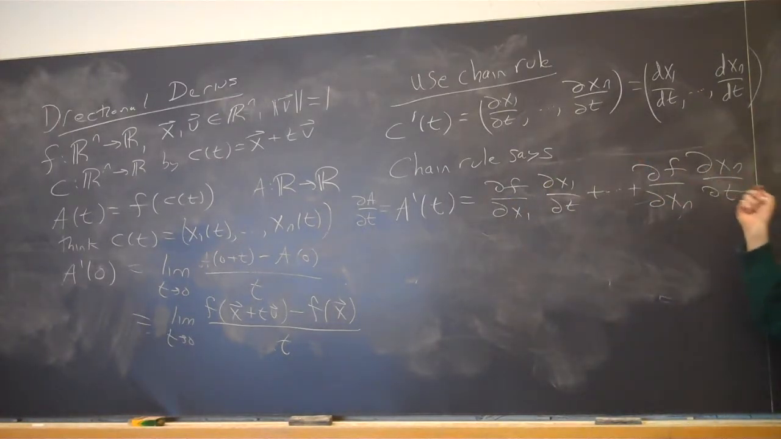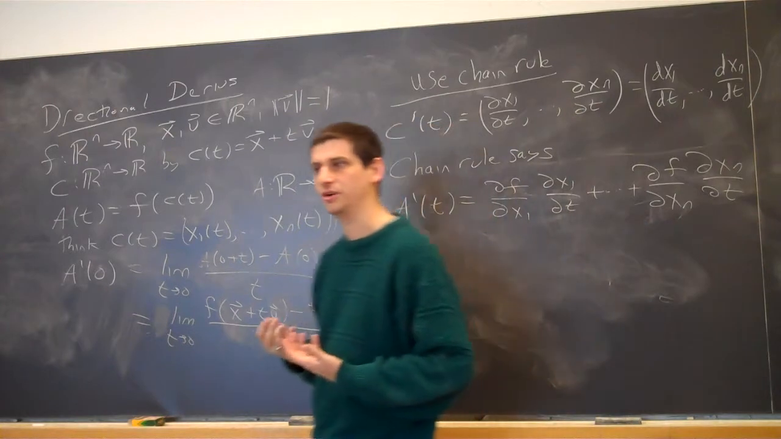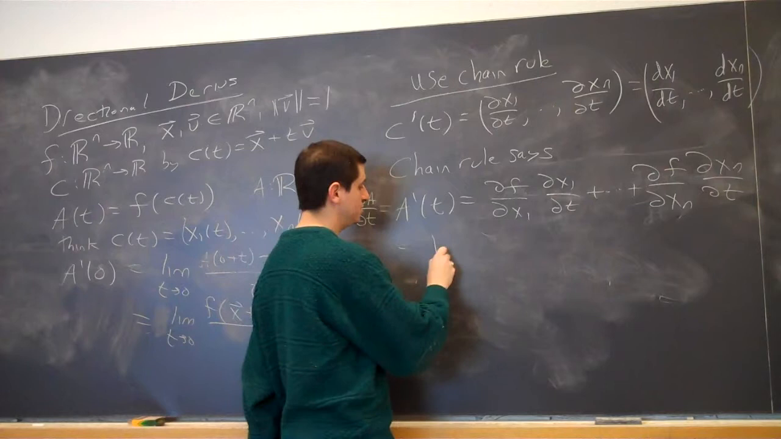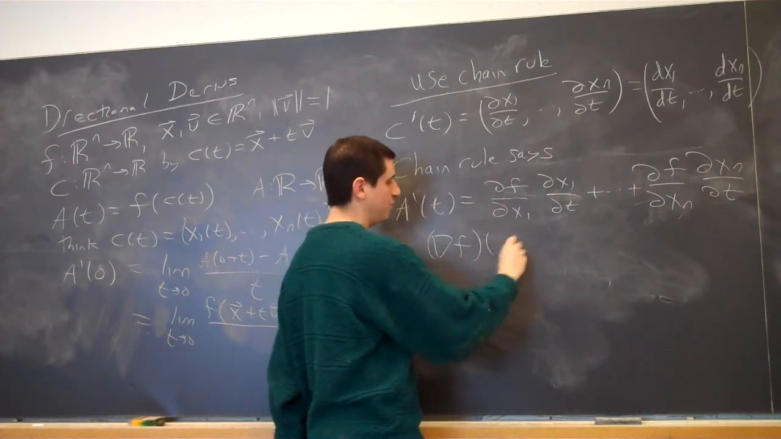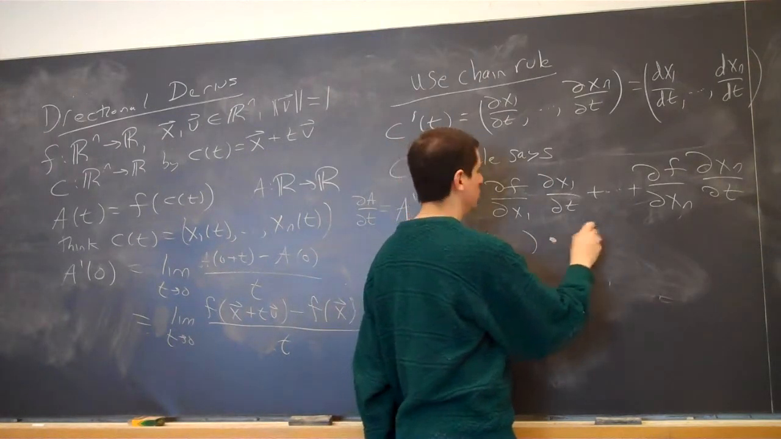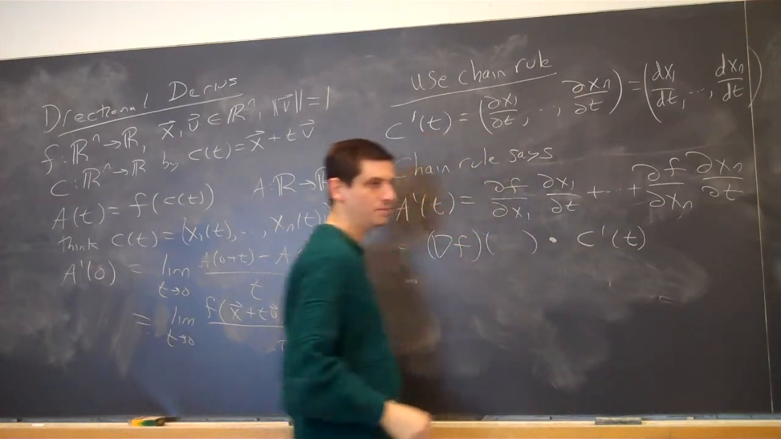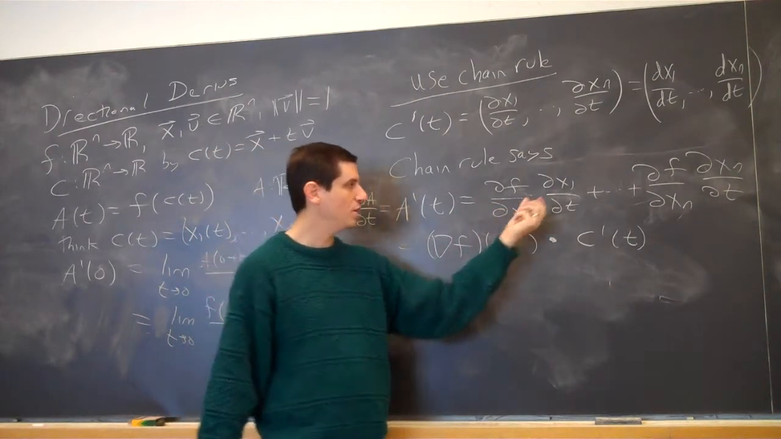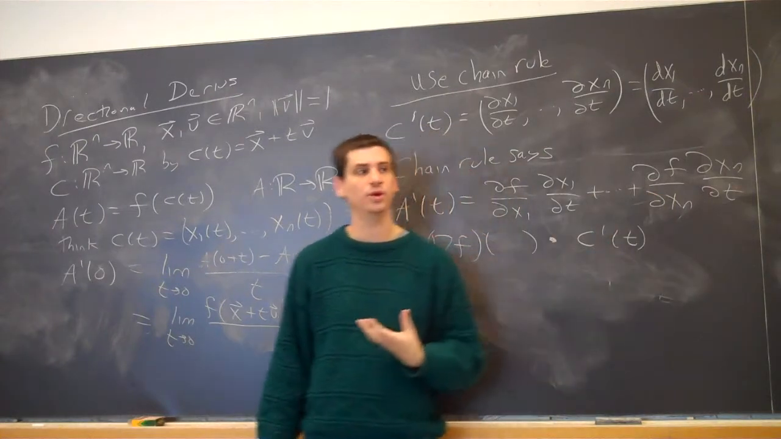There's nothing else occurring. And now let's look at what we have here. We have a sum of n products. Where in the semester have we seen a sum of n products? Dot products, excellent. This is the same as the gradient of f, and now we have to be careful to remember where we evaluate it, dotted with c prime of t. Where do we evaluate in the chain rule? Where is df dx1, df dxn, where are they evaluated? At what point?